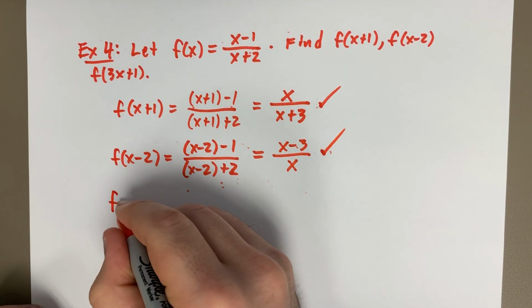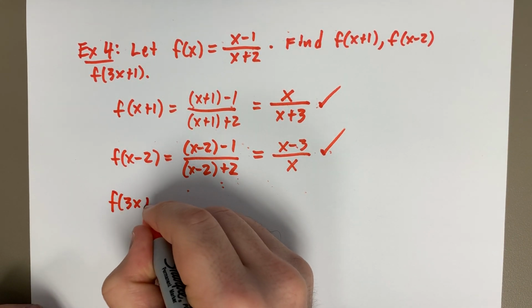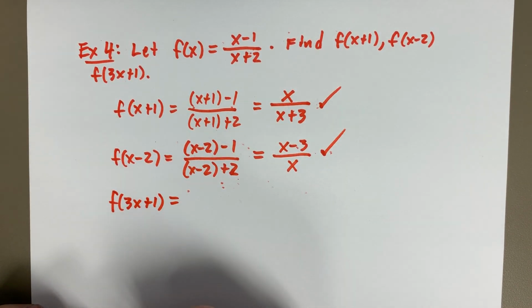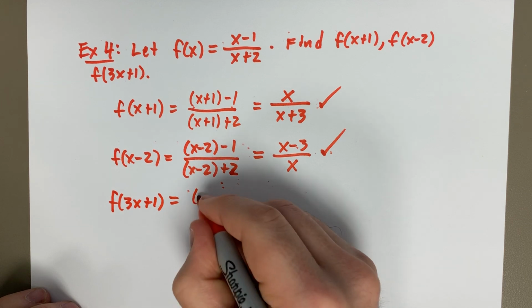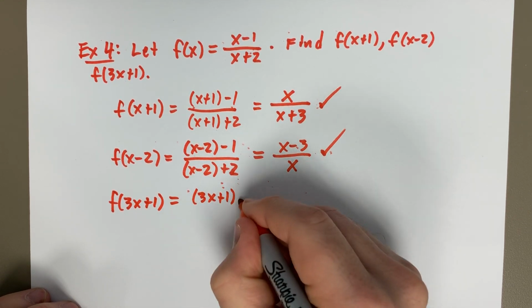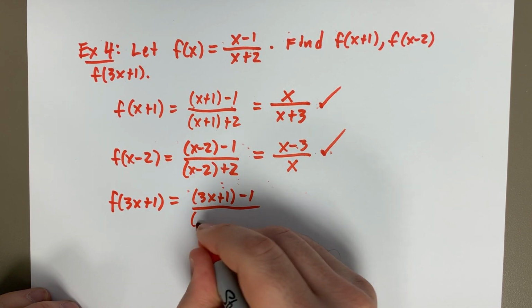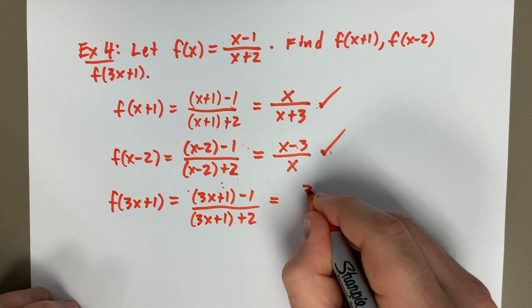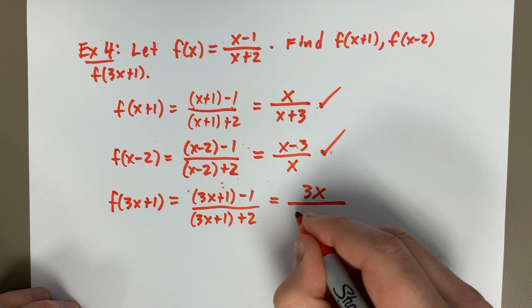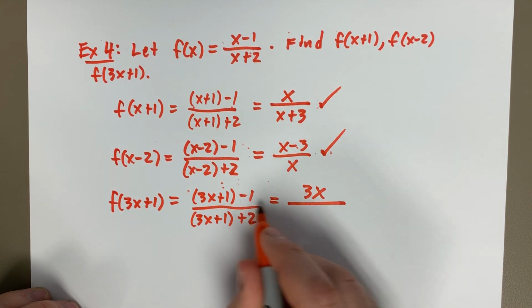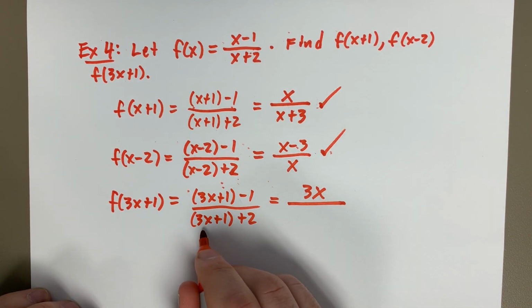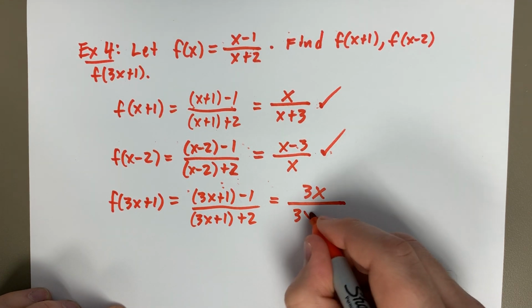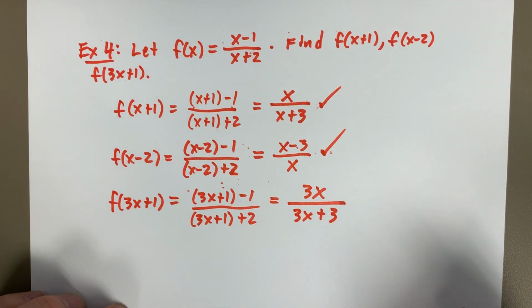How about f of 3x plus 1? Every place I see an x up here, I'm going to replace it with 3x plus 1. Same drill. We have 3x plus 1 minus 1 over 3x plus 1 plus 2. And that gives me 3x over, well, because the 1 and the minus 1 cancel, that's how I got the 3x. And then I have 3x plus 1 plus 2. So combining like terms, this gives me 3x plus 3.